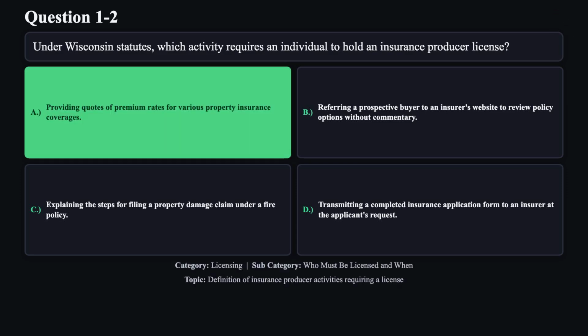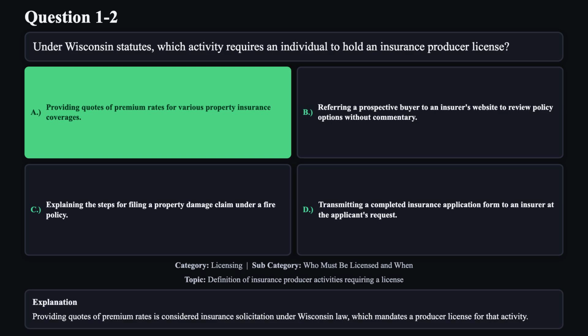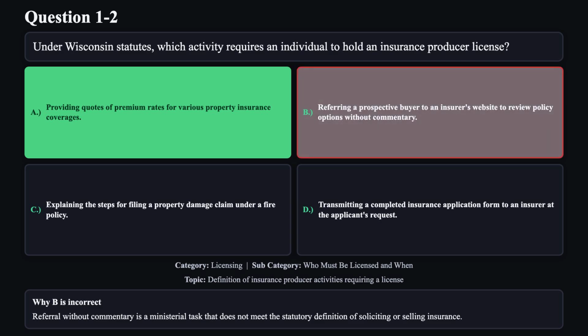The correct answer is A. Providing quotes of premium rates is considered insurance solicitation under Wisconsin law, which mandates a producer license for that activity. Reason B is not correct. Referral without commentary is a ministerial task that does not meet the statutory definition of soliciting or selling insurance.